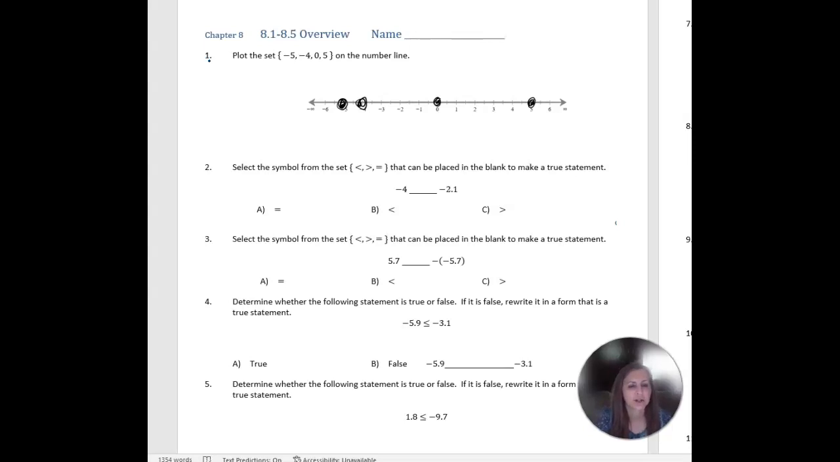Less than, greater than, or equal to. Okay, the first one is less. It points to the left. The second one is greater. It points to the right. And the last one is equal to.